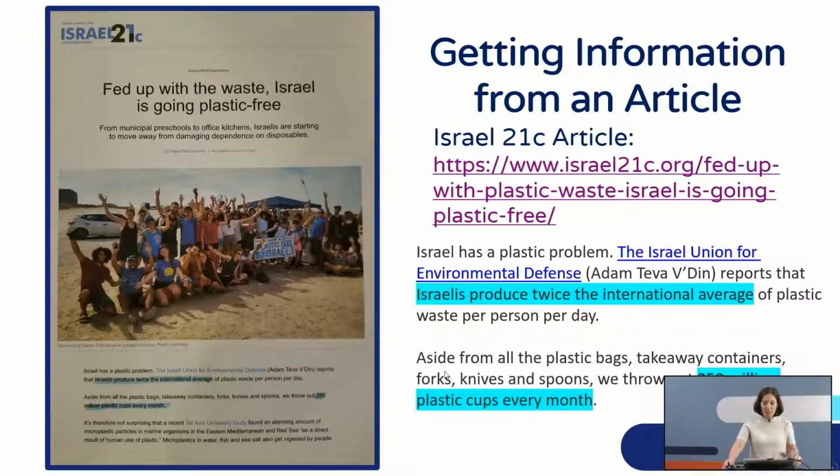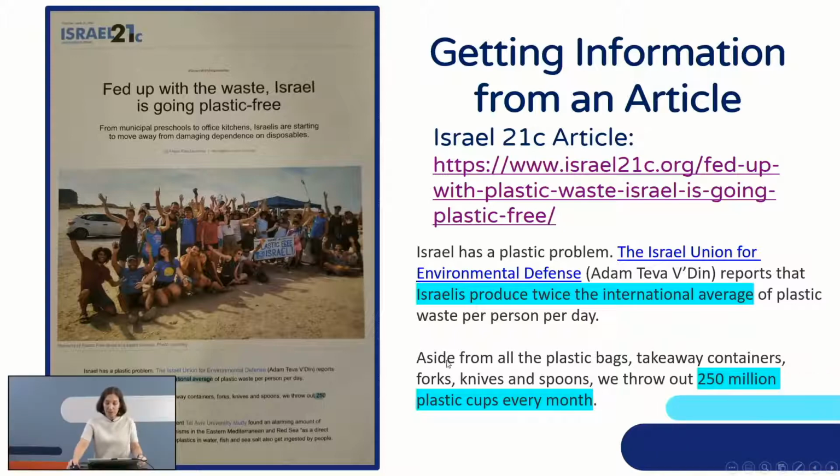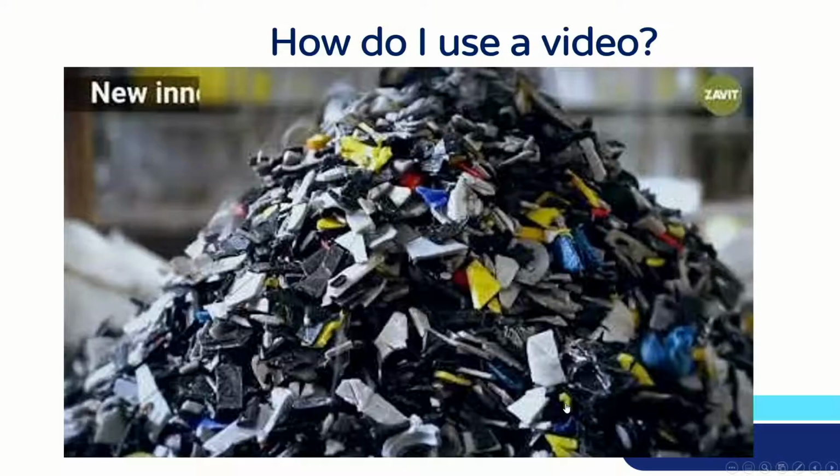It also says here, right on the first page, aside from all the plastic bags, takeaway containers, forks, knives, and spoons, we throw out 250 million plastic cups every month. Wow, that's an important statistic and I want to use it in my project. That's why I've marked it here with my highlighter.